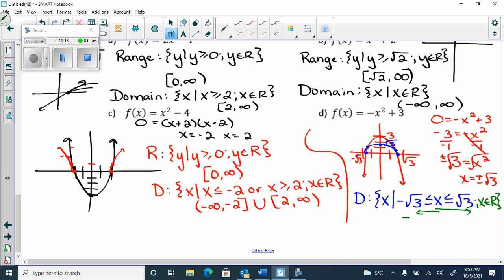If you have a choice, interval's the easiest. Negative root 3 to root 3 square bracket.